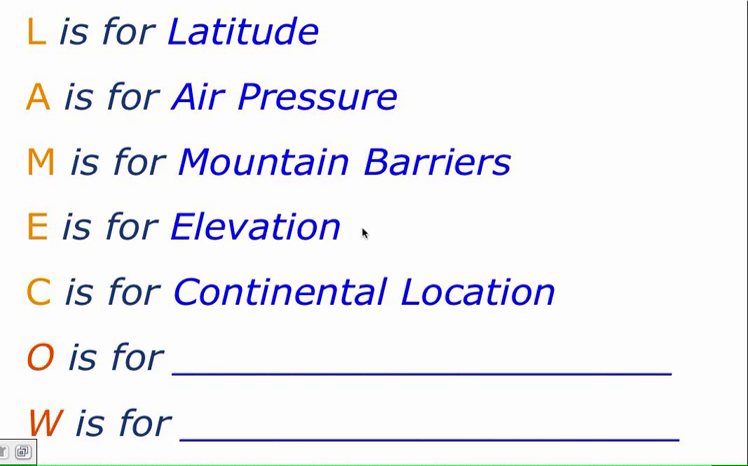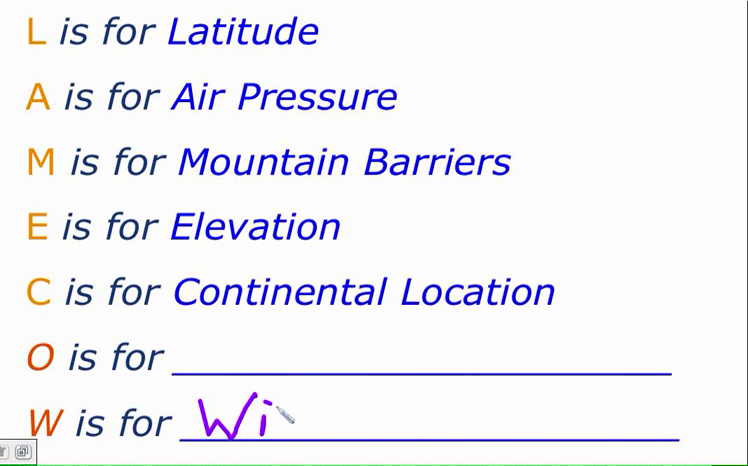As we continue our L.A.M.E.C.O.W. discussion, we'll be moving on to the O and the W. Let's just recall, so far we've talked about L for latitude, A is for air pressure, M mountain barriers, E elevation, C continental location. Today we're moving on.